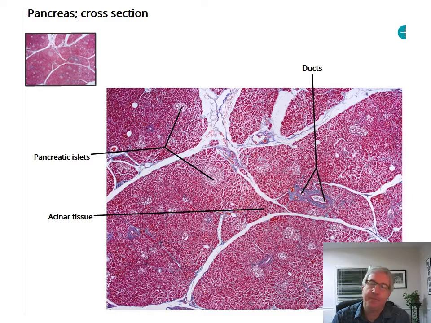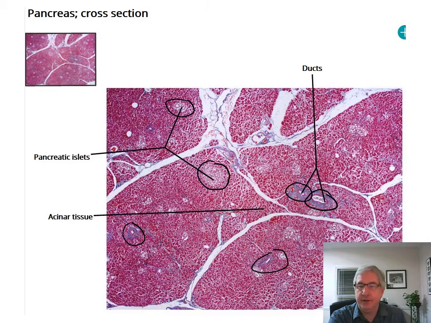Next slide. So here are pancreatic islets, or the islets of Langerhans. Here's another one here. Here's some ducts. There's a duct there, and there's another duct there, and here's another one down here. Those are ducts. Here's another one over here. And you have acinar tissue. That's what all of this is, all acinar tissue. So when you look at this, you can see there's a lot more acinar tissue than there are pancreatic islets.